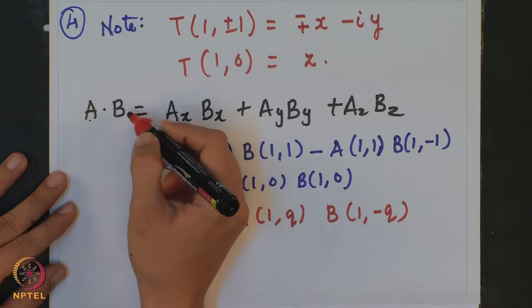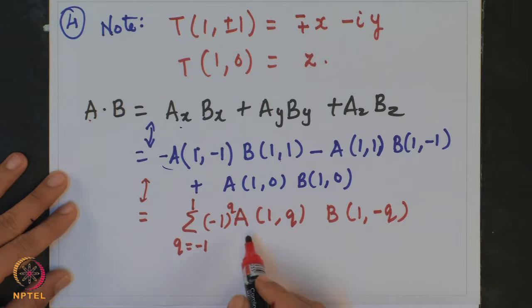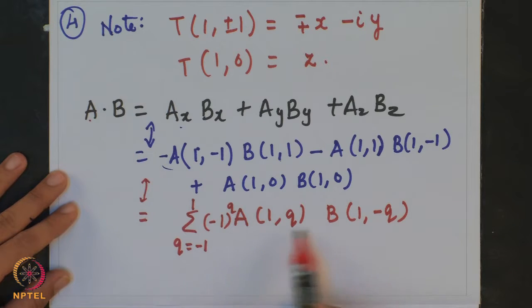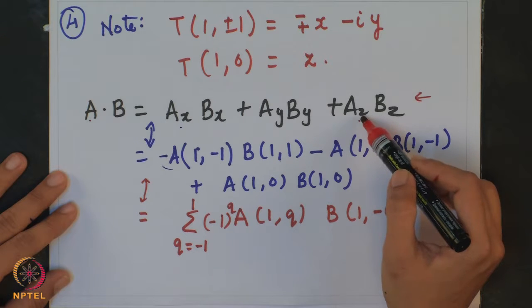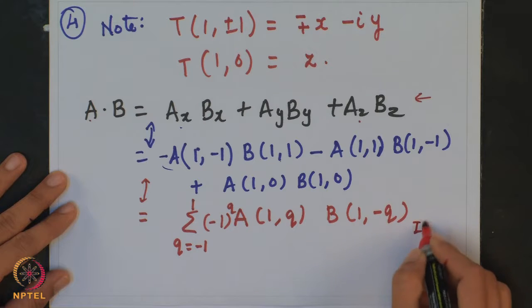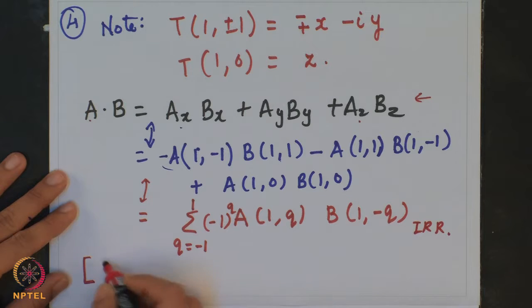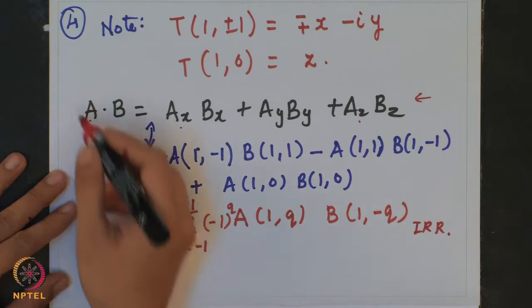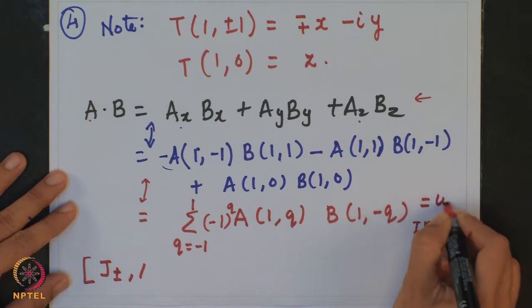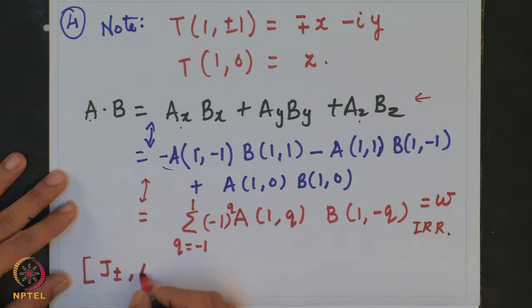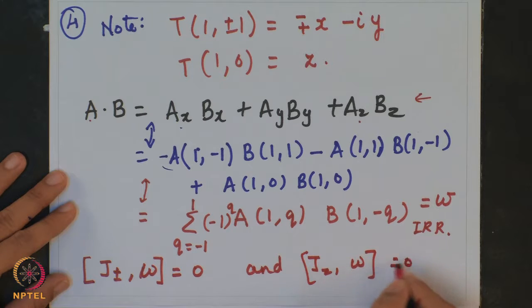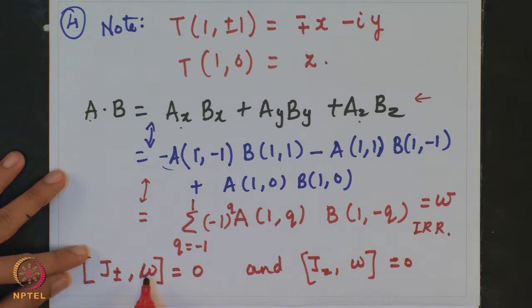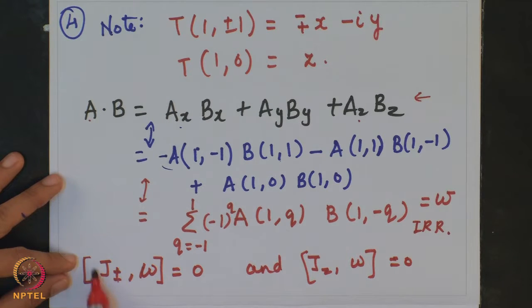In order to prove that A dot B is a scalar, you have to write the scalar product in terms of the irreducible tensors. So, now you know that these are reducible tensors, reducible operators, and we have written them in terms of irreducible representations. I give you a hint: this term in the expression in the question was called omega. If you can prove that j plus minus omega is equal to 0 and jz omega is equal to 0, then you are indirectly showing that omega is a scalar. When you have the commutator of an operator with a scalar, it is always 0. This you know by notion.